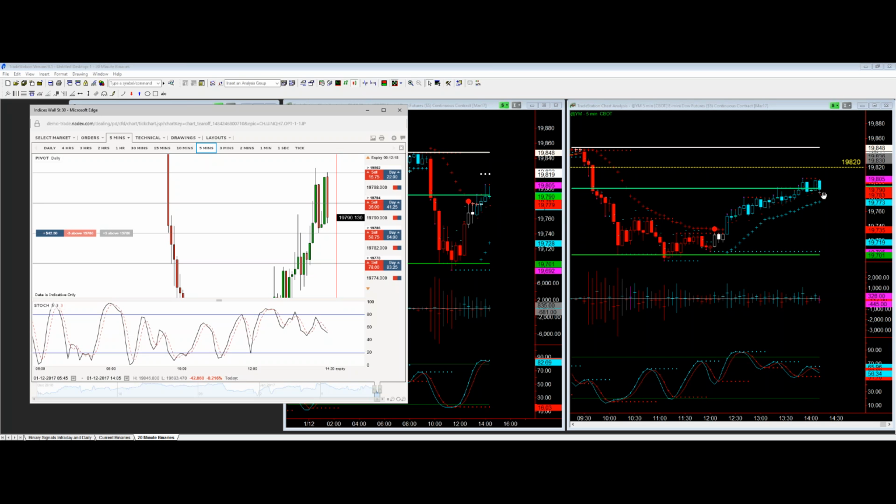What I would like to see is for this bar to close under the low of that bar because it forms a three-bar reversal. Three-bar reversal means it will go lower. And this is the one I would like to see as a true pivot. That would make it stronger. Okay? So now we're just going to wait and see what happens.